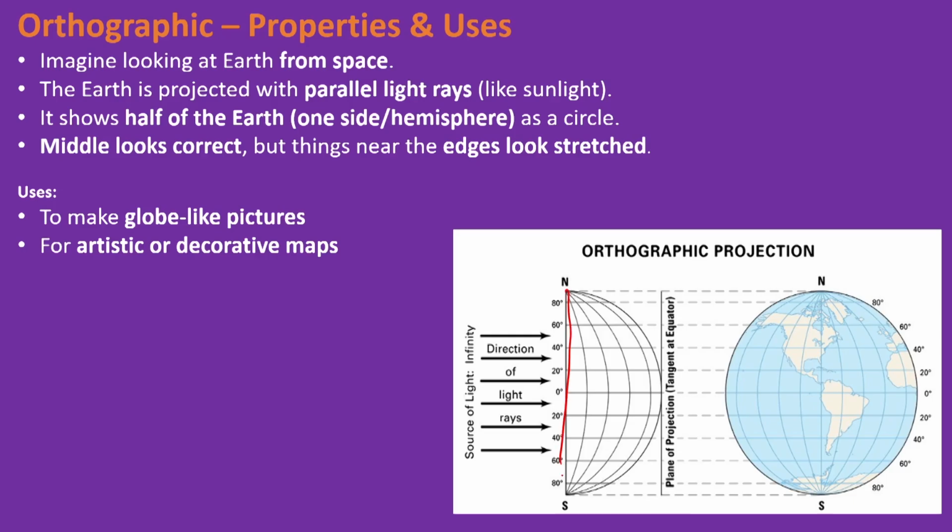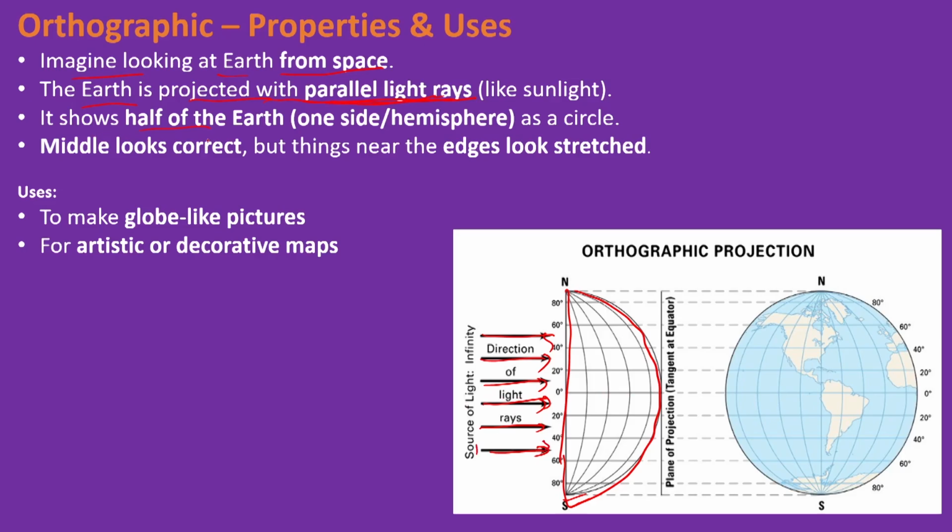So, let us understand how it looks. Imagine looking at the earth from space. If you look at the earth from space, how it appears, that kind of appearance you can have here. The earth is projected with parallel light rays like sunlight. Look here, the earth is projected like this. This is the direction of sunlight. It is like parallel lights. So, you can see this parallel light. From here we have started projecting this map. The earth is projected with the parallel light rays like this.